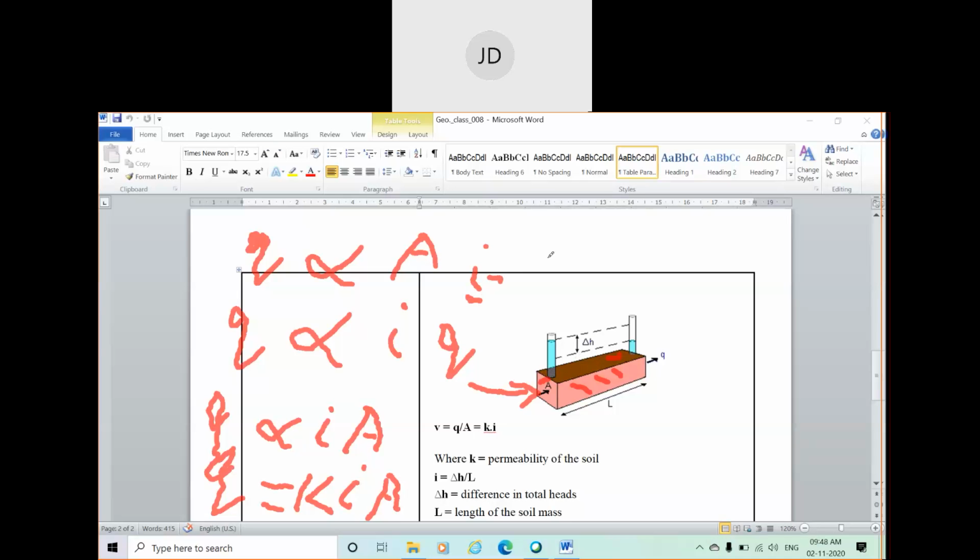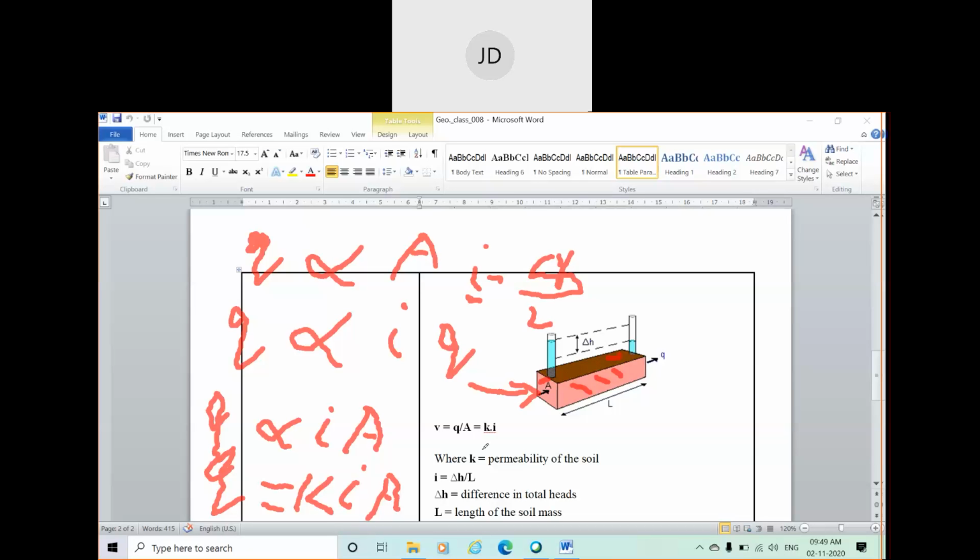In this case, H is represented by delta H. So I is equal to delta H by L, or simply H by L. I is the hydraulic gradient. A is the cross-sectional area perpendicular to the flow. And K is a constant of proportionality, and it is known as the coefficient of permeability.